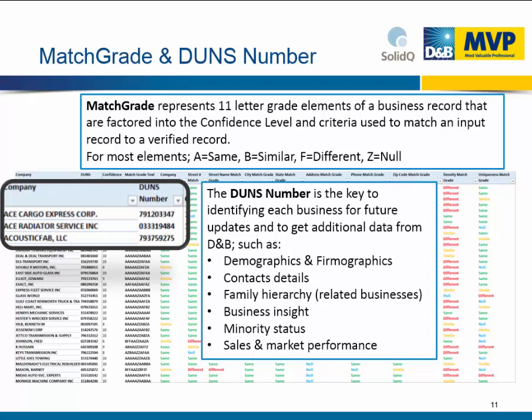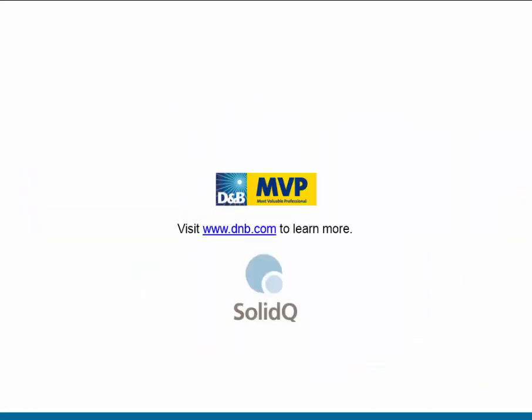The DUNS number has really become the de facto unique identifier for businesses all over the world, and can be useful in updating that record in the future from DNB, and also getting additional premium data such as sales and performance information, minority status, and related business information from DNB in the future.